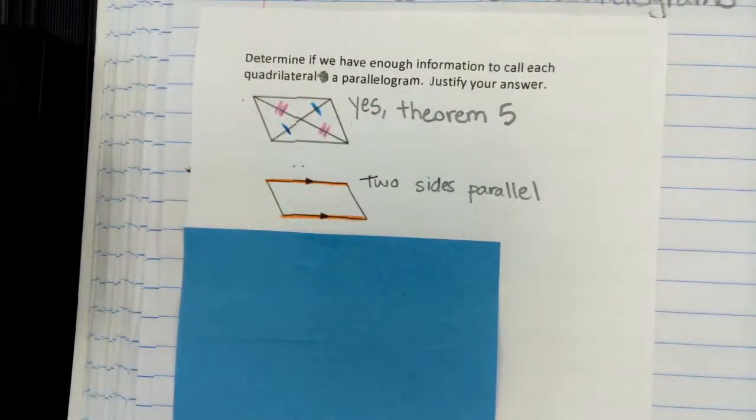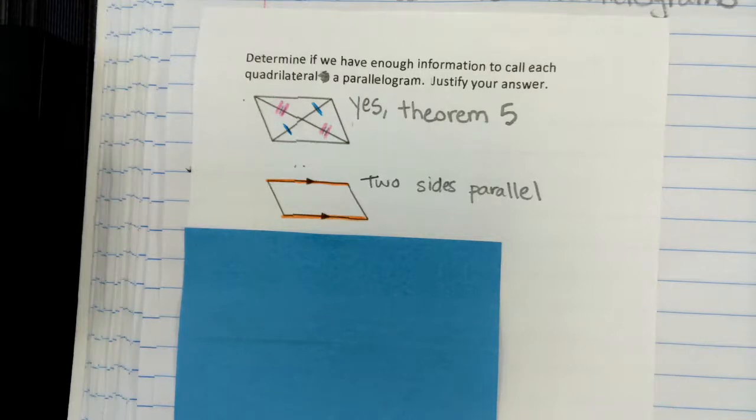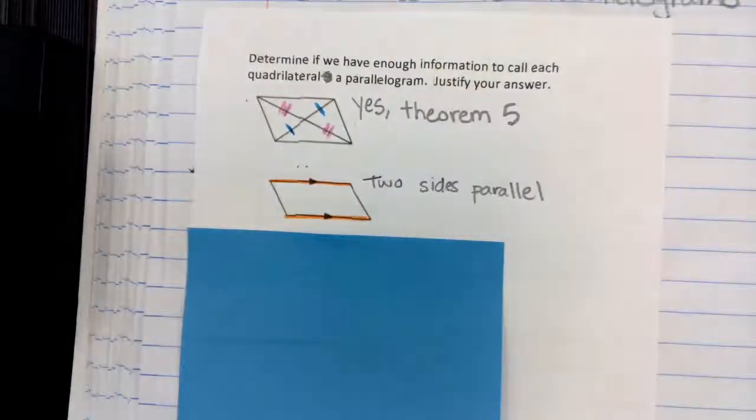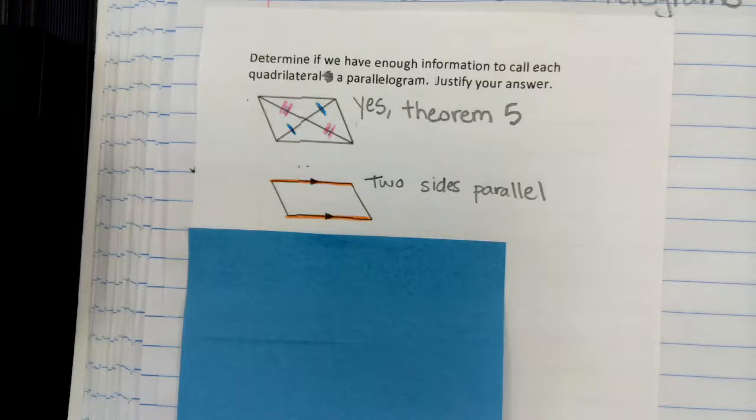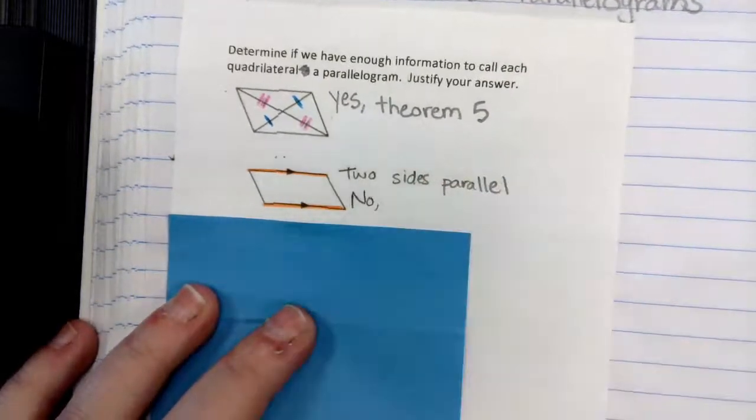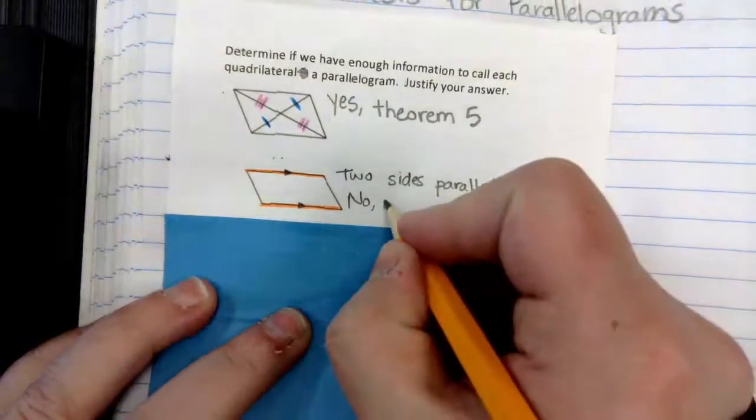Is that enough information for us to say, yes, it's a parallelogram? Two parallel sides, does that tell us the whole thing is a parallelogram? No. What other information would we need to know in order to say it's a parallelogram? Yeah, the other two sides. We would need to see that these are parallel. So, can we say for certain that this is a parallelogram? No. Could it be? Yeah, but we don't know for sure. So we're going to say no. And then we're just going to say not enough information.